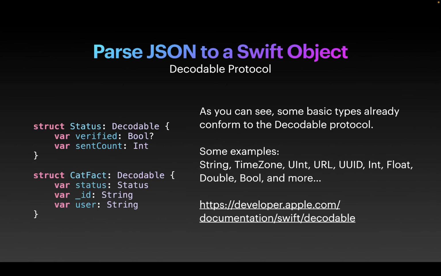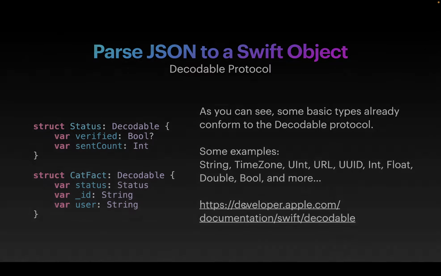As I mentioned before, there are also lots of built-in types, for example String, TimeZone, UInt (unsigned int), URL, UUID, Int, Float, Double, Bool, and more. They are already conformed to the Decodable protocol, implemented in the standard library, so you can use them easily. And you can take a look at the URL below to see the full list of types that already conform to Decodable.